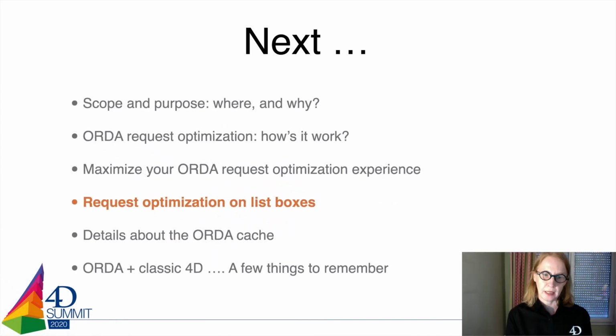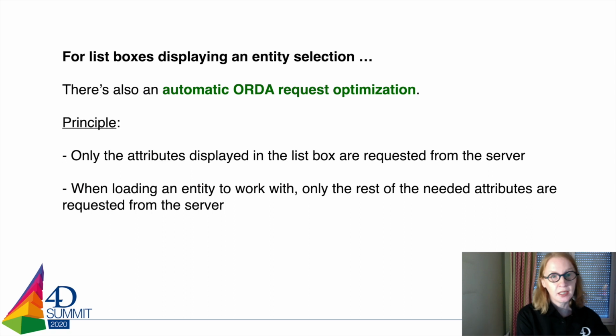Let's move on to the next section about listboxes. The good news is that there is also an optimization for listboxes displaying an entity selection. The principle is that only attributes displayed in the listbox are requested from the server. If you select an entity to work with, only the rest of the needed attributes are requested from the server.